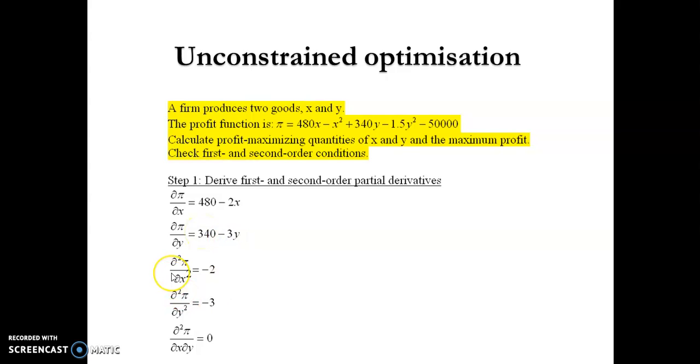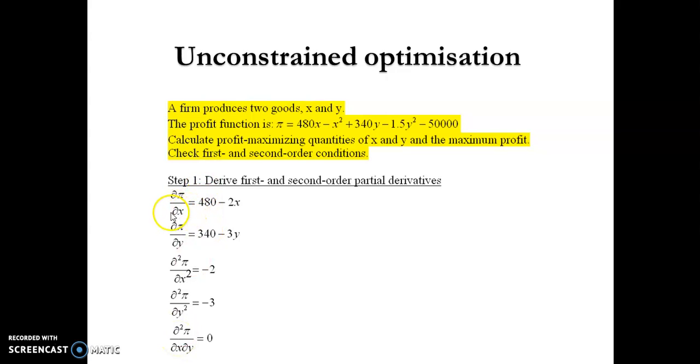Now if we get our second order partial derivatives, here we have our direct second order partial derivative. I'm going to differentiate our first order partial with respect to x a second time, with respect to x, and I'm going to get minus 2. If I differentiate the first order partial derivative with respect to y again, with respect to y, I'm going to get minus 3.